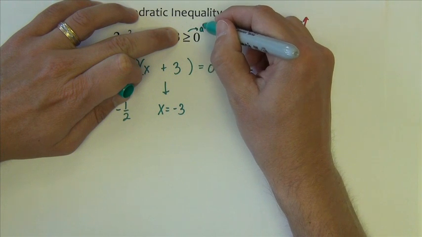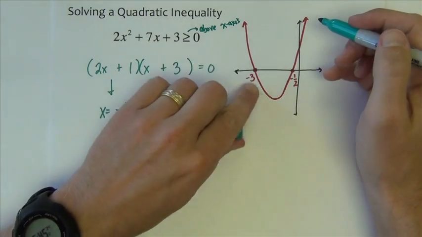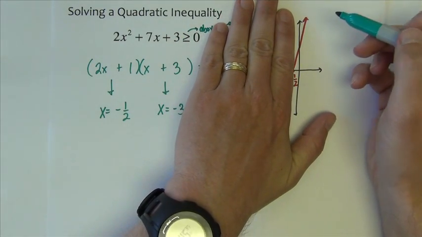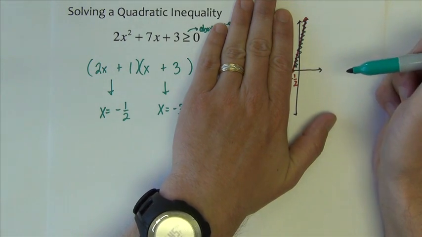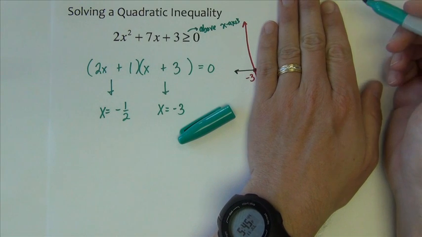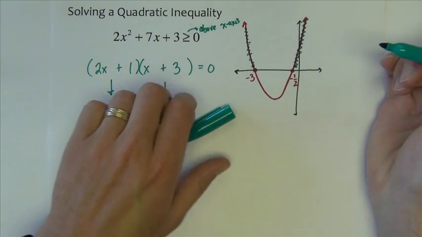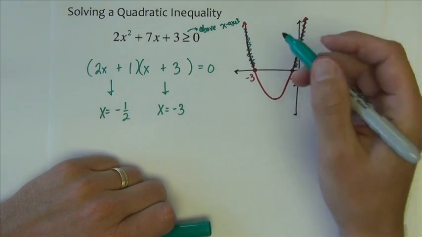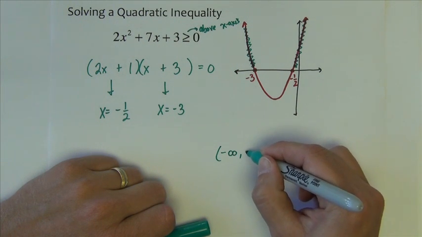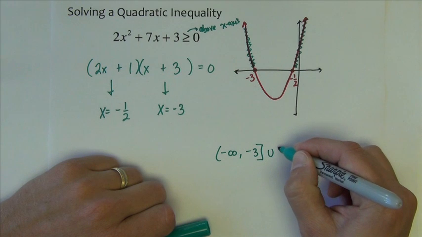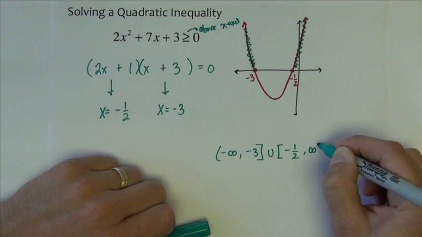Where is it above the x-axis? Well, it's above the x-axis everywhere out here. Everywhere to the right of -1/2, and it's above the x-axis everywhere out here. Everywhere left of -3. So I want to write my solutions as those two sets. I want everything from -infinity to -3 and -1/2 to infinity.